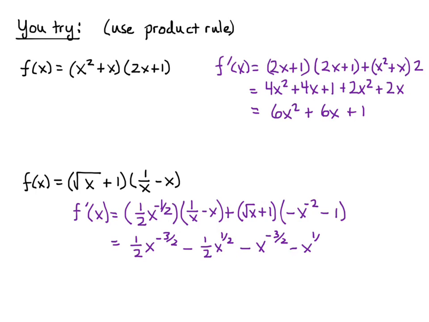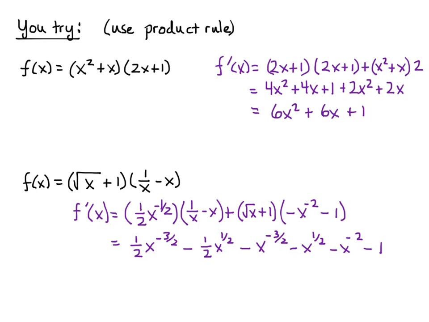Okay, so the first thing to do is expand the two binomial expressions we have, or I guess this is a monomial times a binomial. So here this becomes 1/2 x to the minus 1/2 times x to the minus 1. We're going to have 1/2 x to the minus 3/2. And then 1/2 x to the minus 1/2 times negative x is going to give us negative 1/2 x to the 1/2, right? Minus 1/2 plus 1 is 1/2.